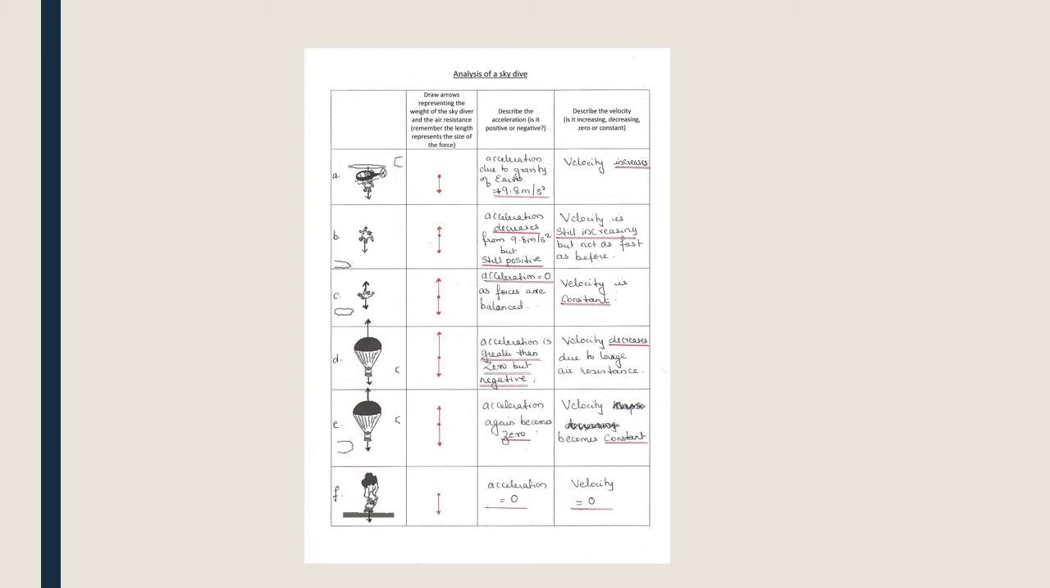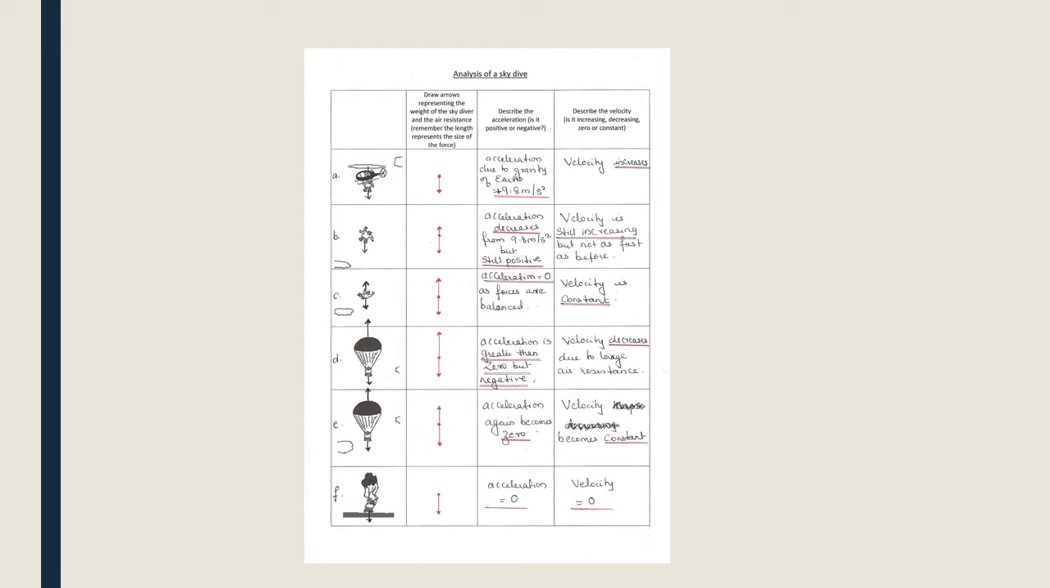So the skydiver has just jumped from the airplane. The first bit is to draw arrows representing the weight of the skydiver and the air resistance. Since he has just jumped, the only force acting on him is his weight. That is why you can see just one arrow down. I have shown it as a black arrow on the left, and in the second column I have represented that using a red arrow.